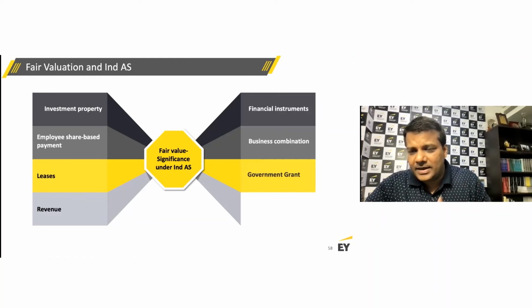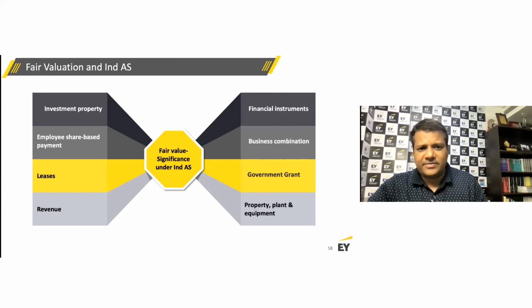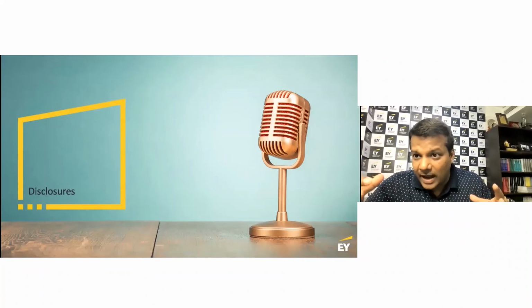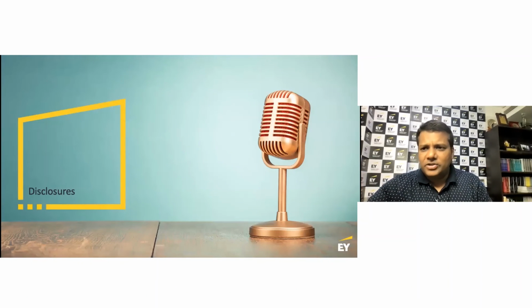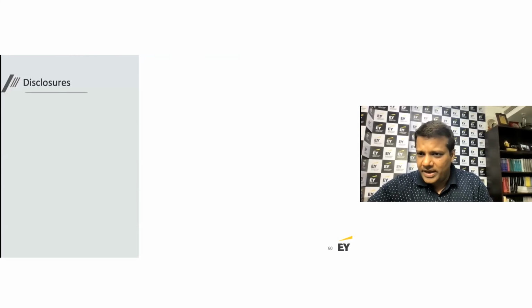Government grant, right? The accounting for government grant, you have to assess fair value. And then property, plant, and equipment, again initial recognition is fair value. If you apply a fair value accounting revaluation model, then again you have to disclose fair value and also account for fair value, right? A bunch of disclosures is what we need to make.